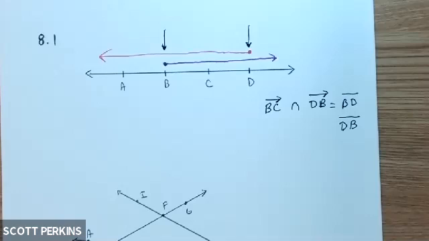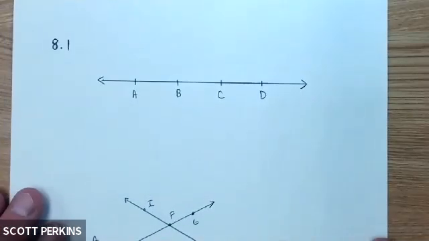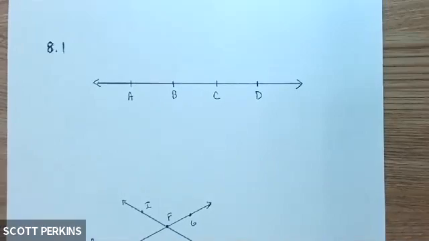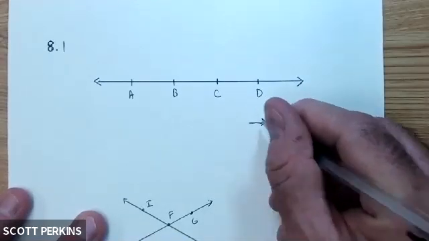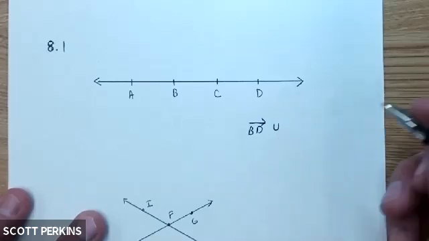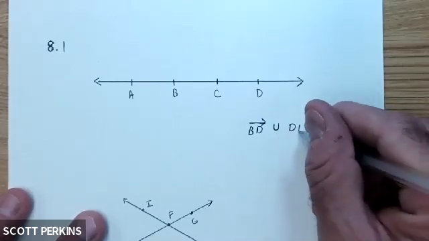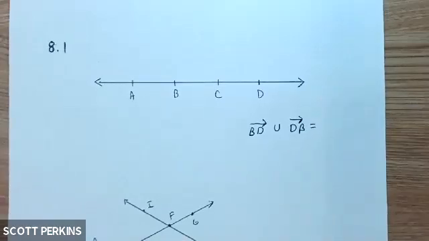One more. I'm going to do one more, and then I've got another figure we're going to talk about, and then we're going to come back and have even more fun. So I'm going to give you the same two things we just did. Let's say that you have ray BD. This time, though, instead of intersecting it, we're going to union it with DB. Union, remember, means join together. It's taking everything in both sets.